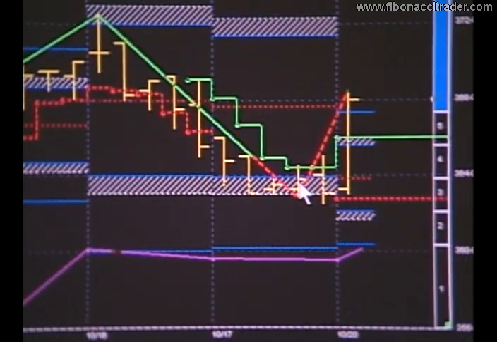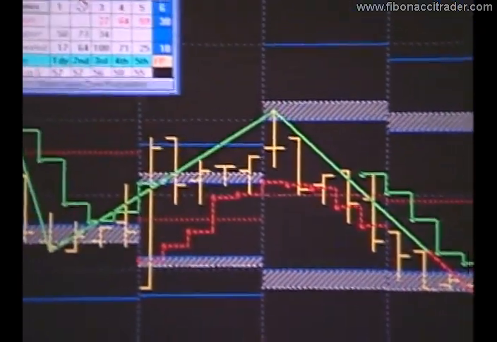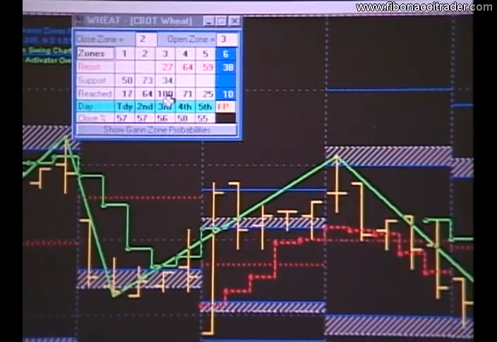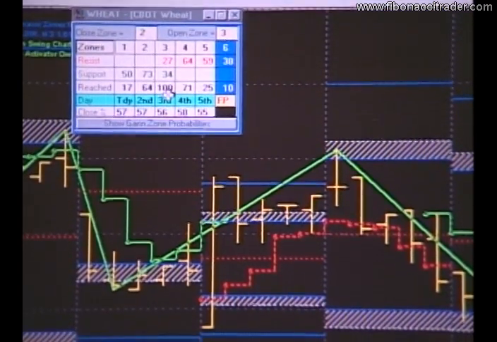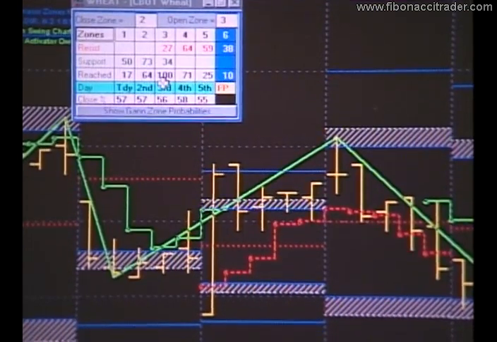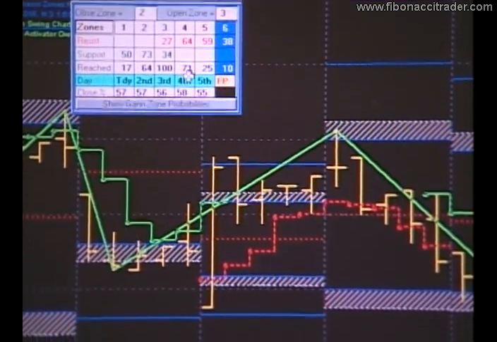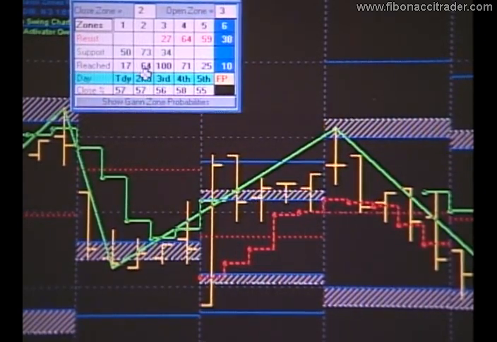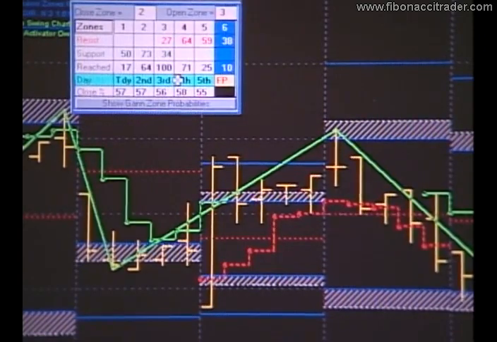We saw here that the price on the previous day was holding at the support band. Reasonable information. But when the price opens at a zone 2 close and a zone 3 open, by what we said, of course, if it opens at zone 3, obviously it's going to be reached 100% of the time. But zone 4, we see it's reached 71% of the time. And zone number 2 is around 64% of the time. And that is the range that we're interested in to start with.